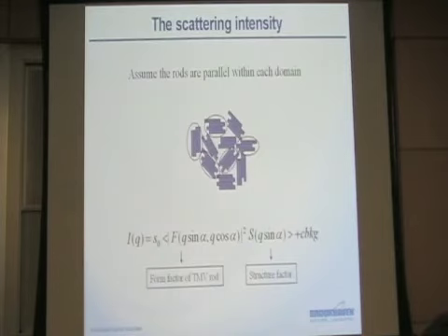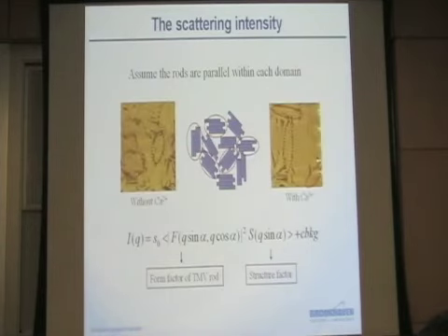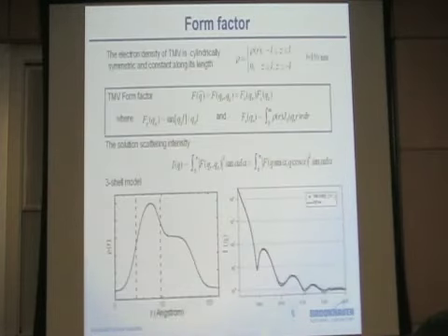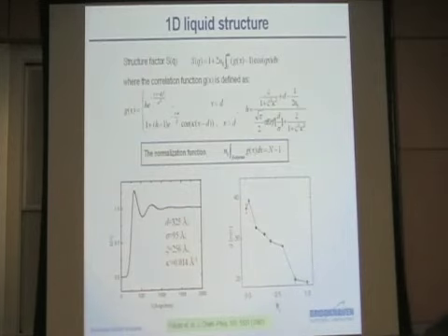And then how we model the structures. We assume the rods are parallel within each domain, as shown here, and the TMV and the AFM images agree with this assumption. By fitting this equation, we have to know the form factor of the rods and also the structure factor. First, we obtain the form factor by solution scattering. By modeling that, we can obtain the form factor of the single TMV rods, and then the structure factor, because it's a liquid, we model with the liquid structure factor.